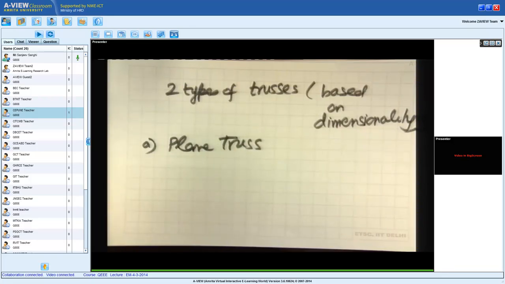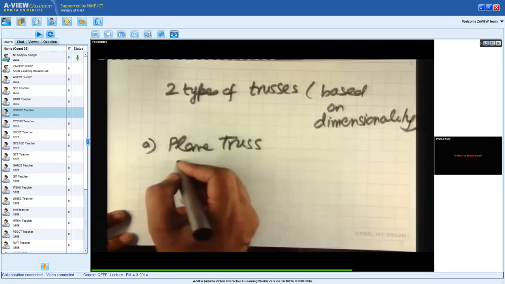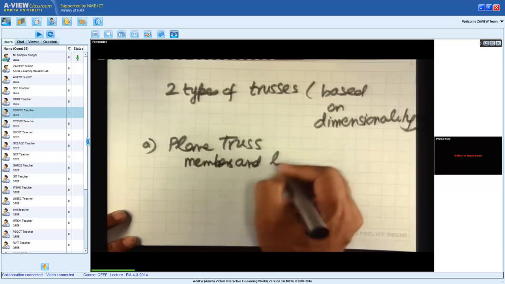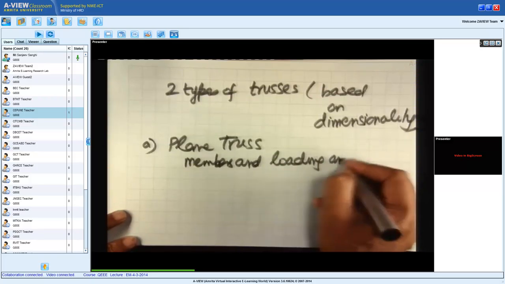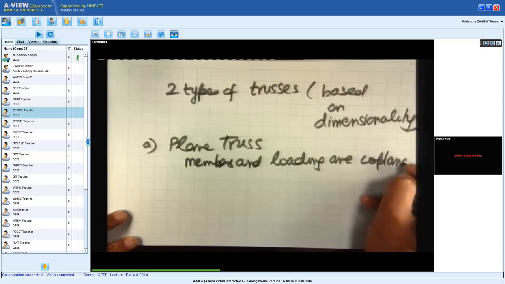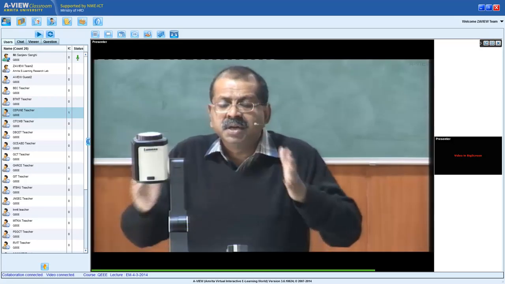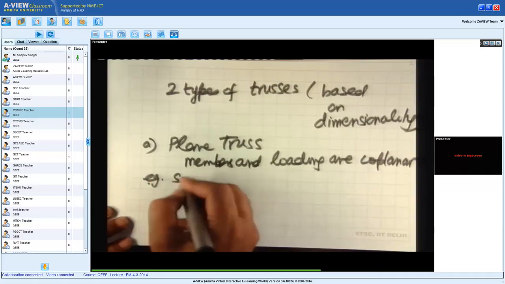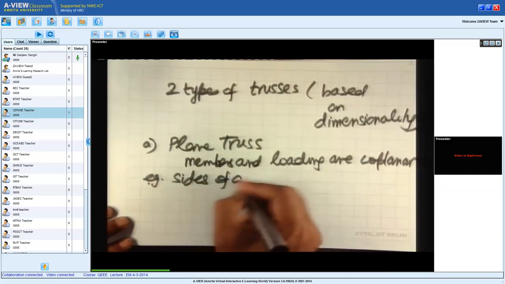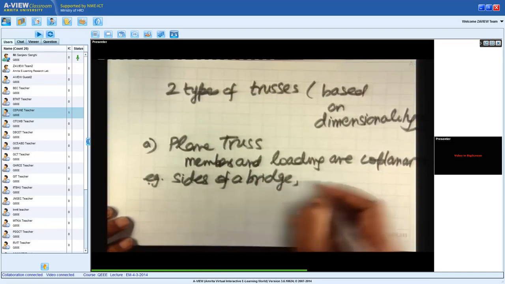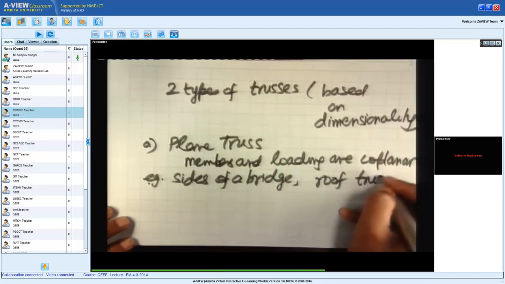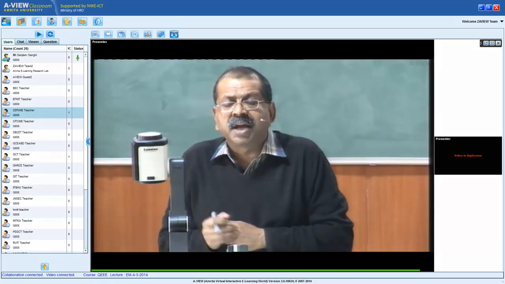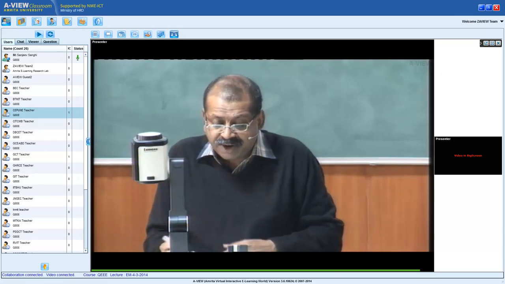In this lecture, I'll talk of plane trusses in which the members and loading are coplanar. That means the whole truss is in one plane. An example of this is the sides of a bridge or a roof. If you see the design of a roof, the roof design is always in the form of a truss, and in a roof design we will find a planar truss.